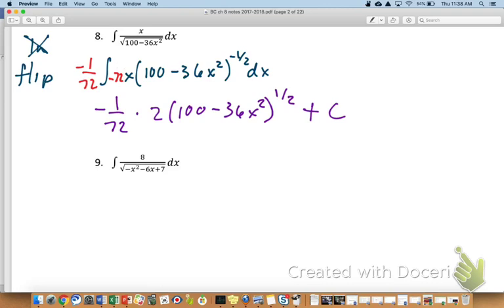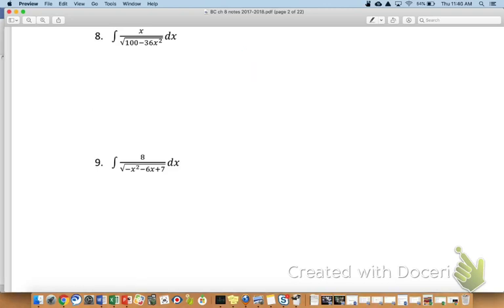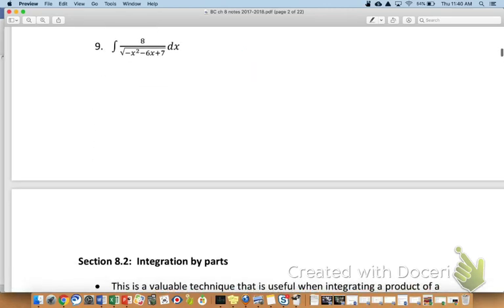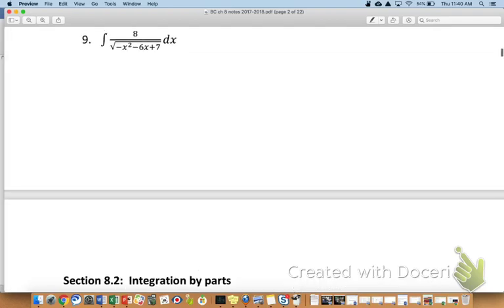Okay. Let's do our last one then, number 9. This one was maybe the toughest. It's obviously up for debate. But with this one right here, you can tell that it's not natural log because of that square root hanging out down there.